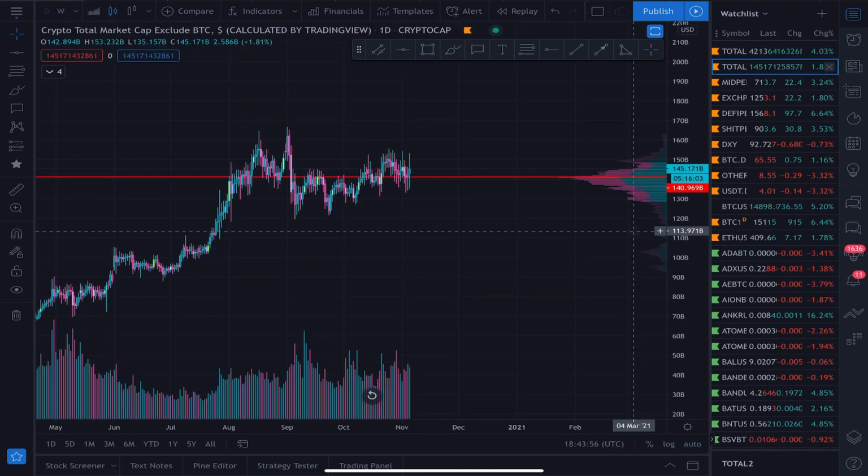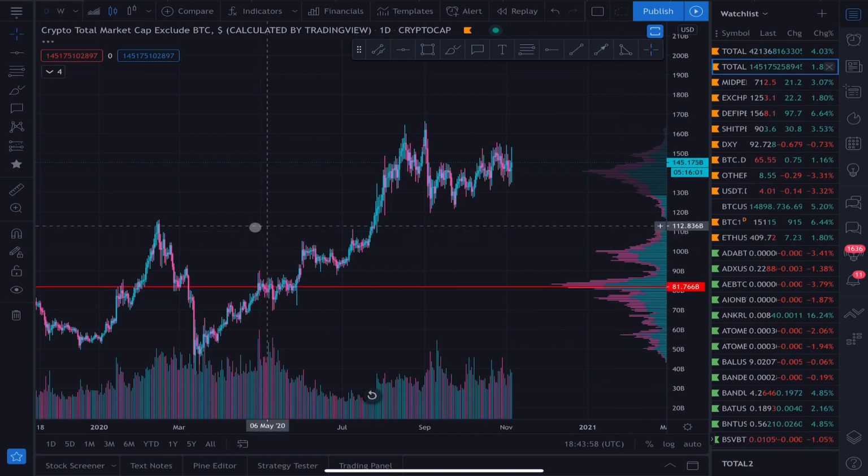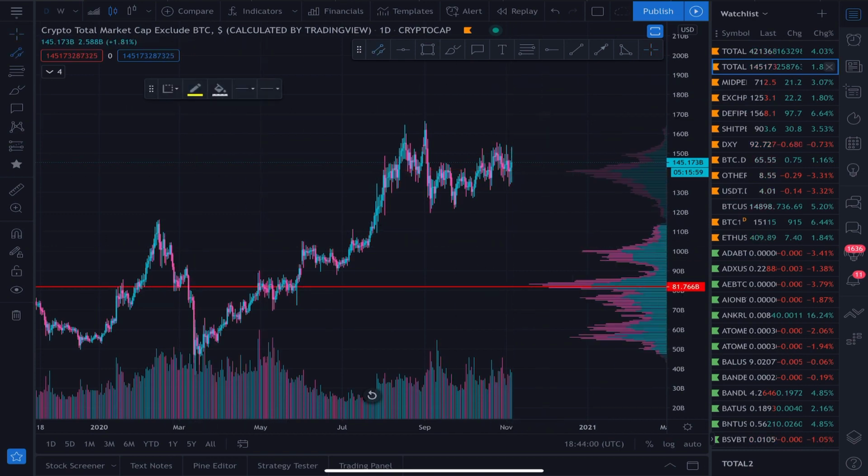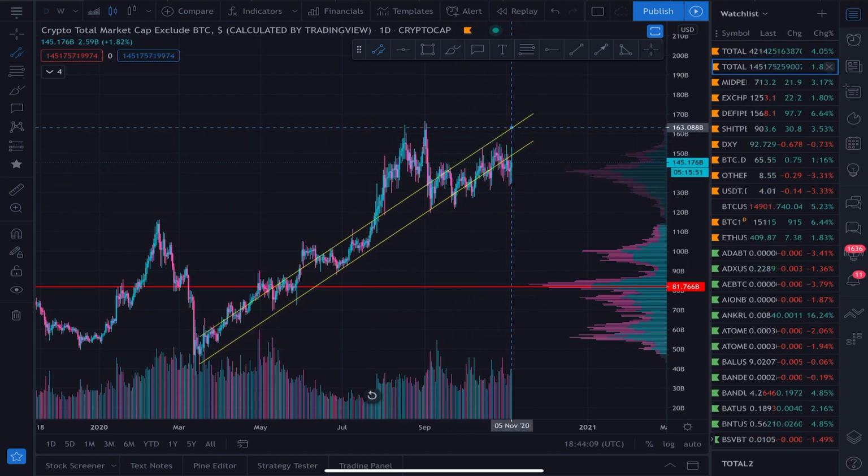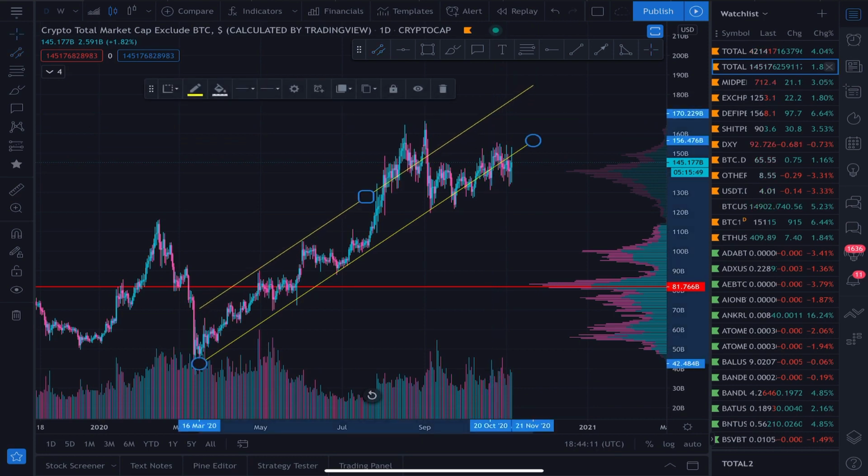So let's take a look at Total 2. Total 2, huge consolidation. We had this upward channel right here. I'll just quickly draw the channel. Upward channel here. And we had an overthrow here. So we got over bullish. This is overbought, corrected back down into the bottom of the channel. Kind of a change of character right here.